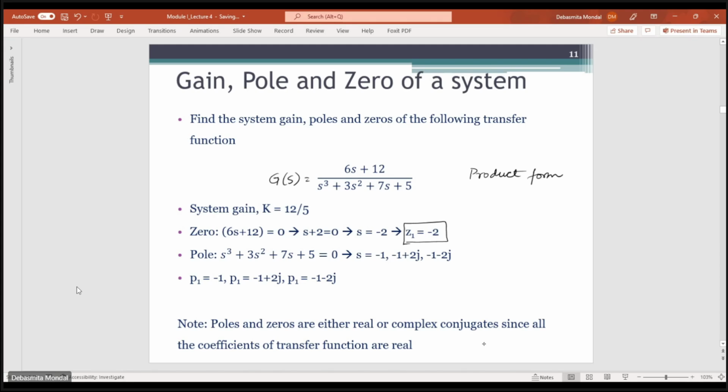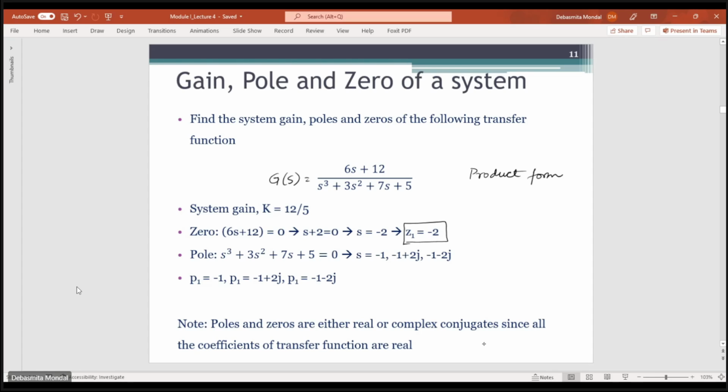And if you want to figure out the poles of the system, the poles mean the denominator equals 0, since G(s) becomes infinite when the denominator equals 0. So now s cube plus 3s square plus 7s plus this constant equals 0. If you solve this equation, you will find there are 3 poles, because the order of this equation is 3, so there will be 3 roots. The roots are s equals minus 1, then minus 1 plus 2j, and the third root is minus 1 minus 2j.